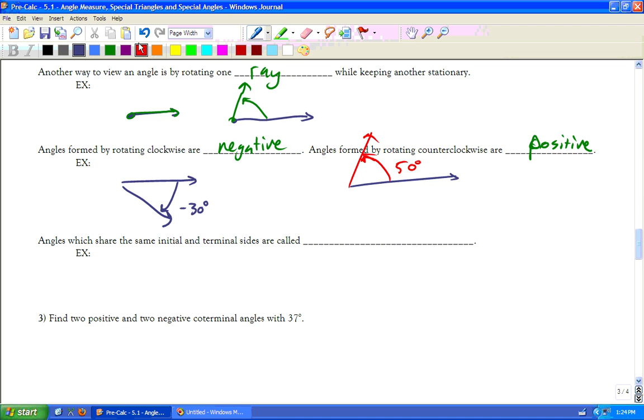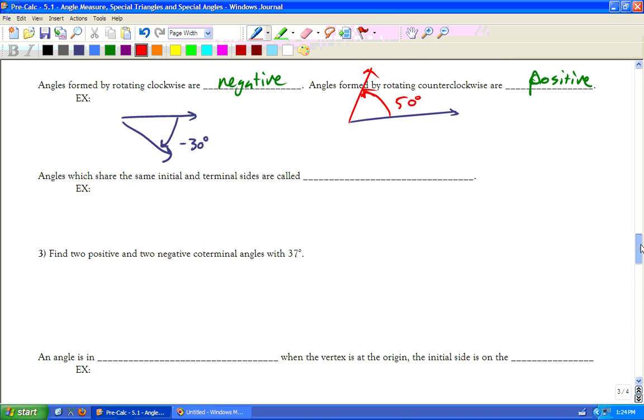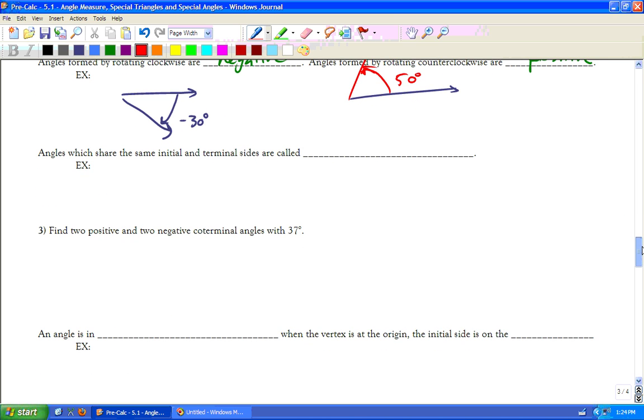These rays have different meanings and special names. The one that says stationary is called the initial side, and the one that we rotate to is called the terminal side. Terminal meaning ending, obviously. Next, angles which share the same initial and terminal sides are what we call coterminal, meaning same terminal.